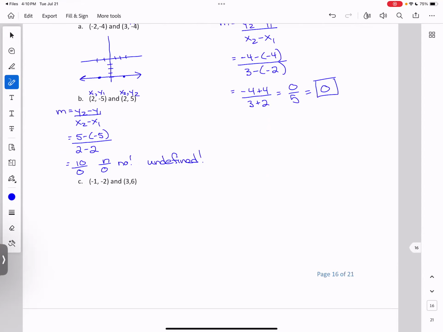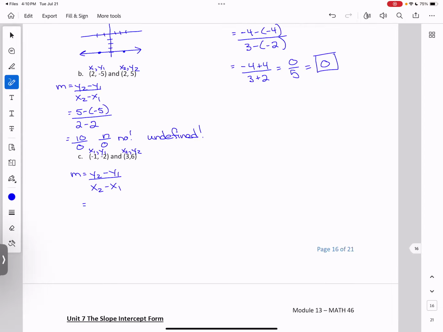Okay, and last one. So I'm going to make this my x1, y1 and x2, y2. And so we're going to plug that into our slope formula. So 6 minus -2 over 3 minus -1. So 6 plus 2 gives me 8, over 3 plus 1 gives me 4, and that reduces down to 2.